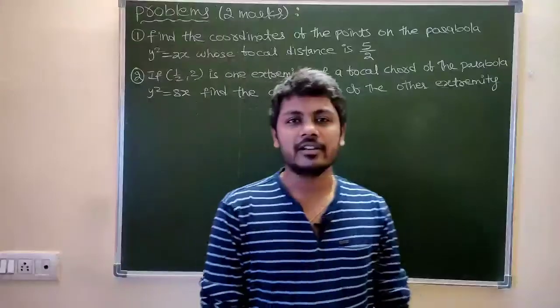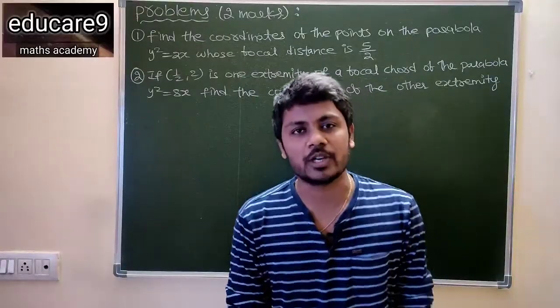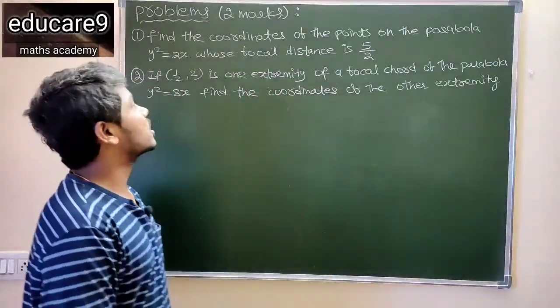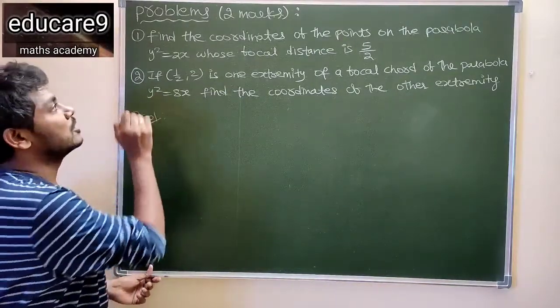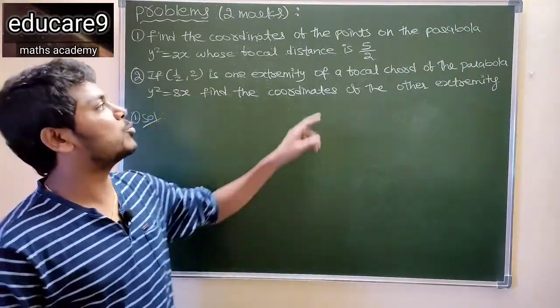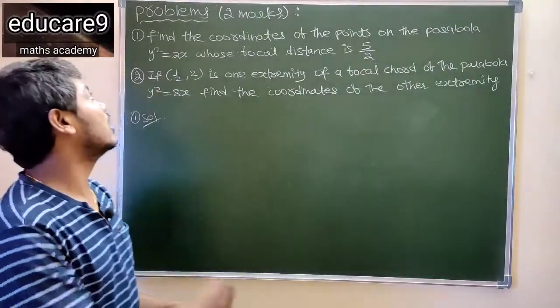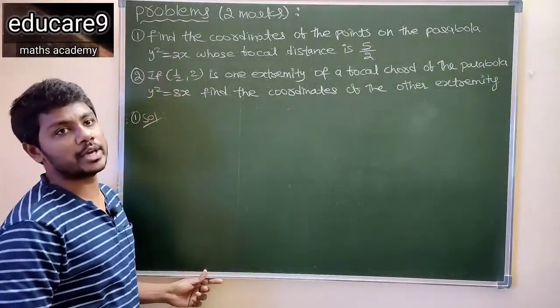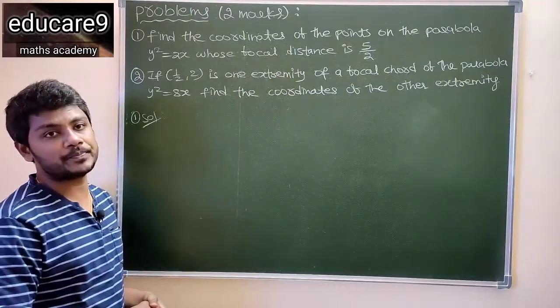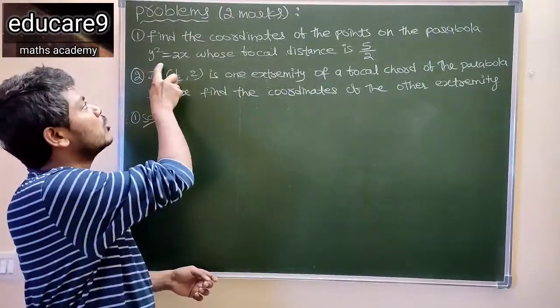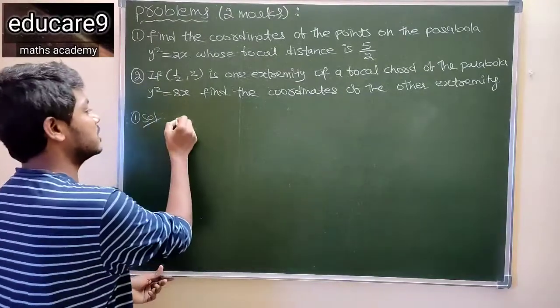Hello everyone. For this session, we will discuss a few 2 marks problems. See the first problem. Find the coordinates of the point on the parabola y square equals 2x, whose focal distance is given as 5/2. Here the given parabola is y square equals 2x.